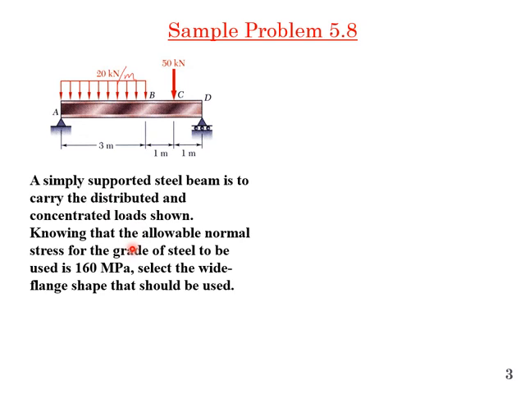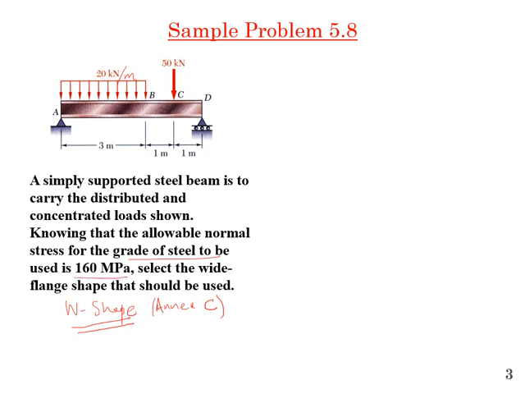Knowing that the allowable normal stress for the grade of steel to be used is 160 megapascal, select the wide flange shape that should be used. Means we have to find the shape of the beam, that is a W shape beam, and the standard sizes are given in Annex C of the textbook. From Annex C we have to select a W shape beam for the grade of steel with allowable normal stress of 160 megapascal.